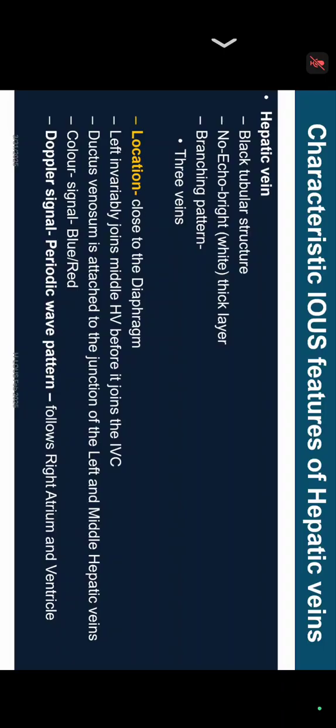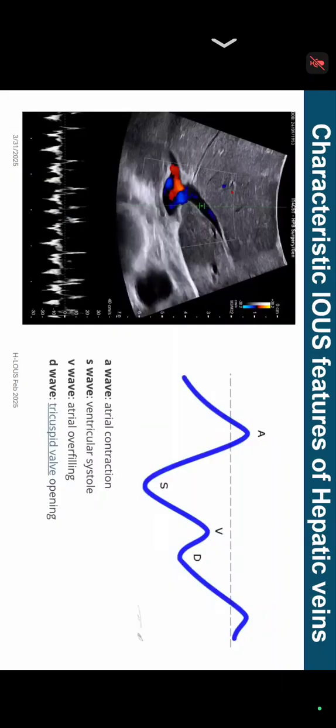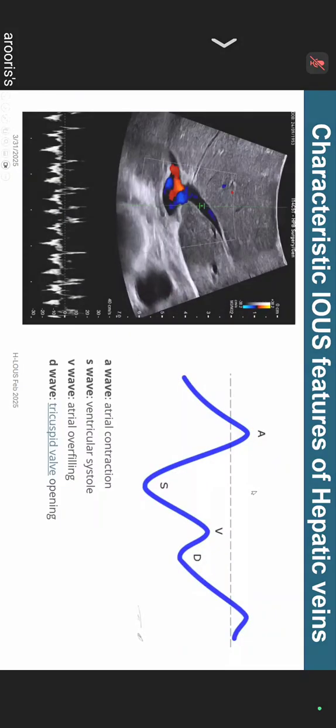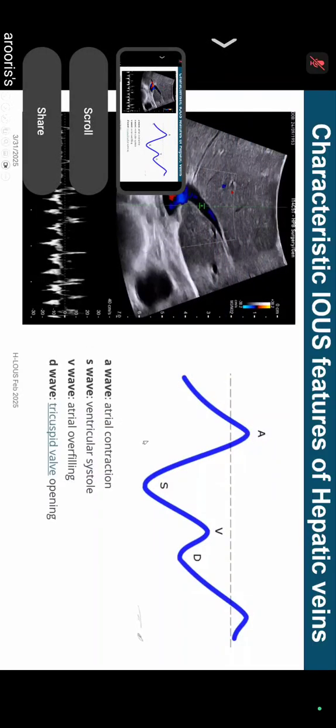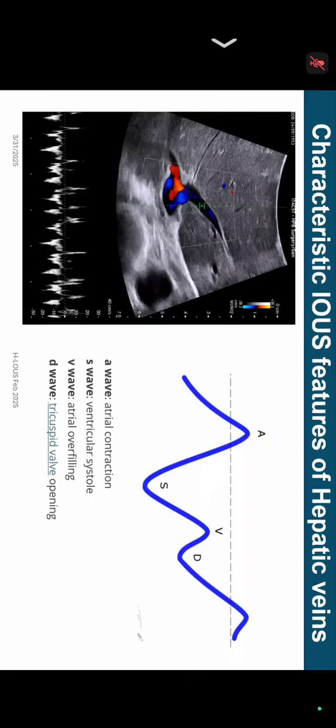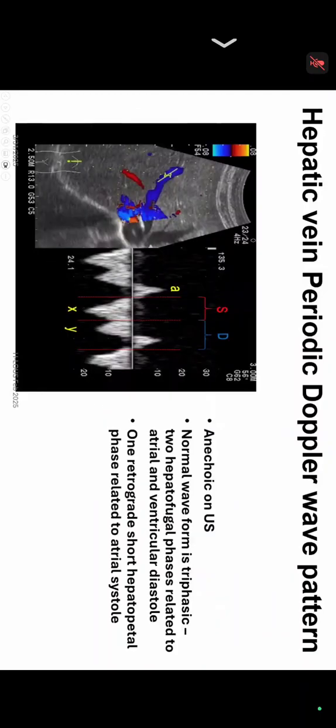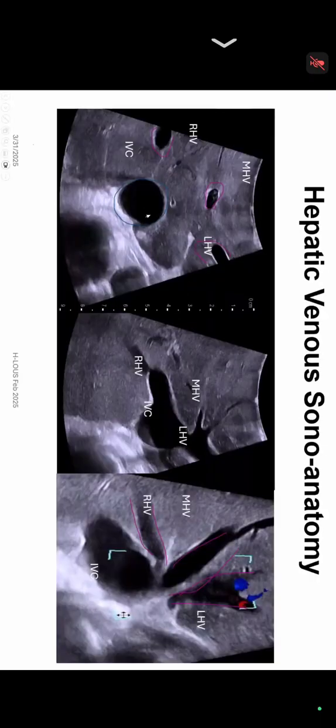But what is different to the portal vein is a periodic wave pattern. It follows the right atrium and ventricle. When I say periodic wave pattern, this is the wave pattern, periodic. So you have 1 positive and 3 negative, whereas the portal vein is positive and flat, P and F. Whereas the hepatic vein has got a periodic wave pattern with 4 waves, 1 positive and 3 negatives, because it follows the right atrium. Another picture, same thing.